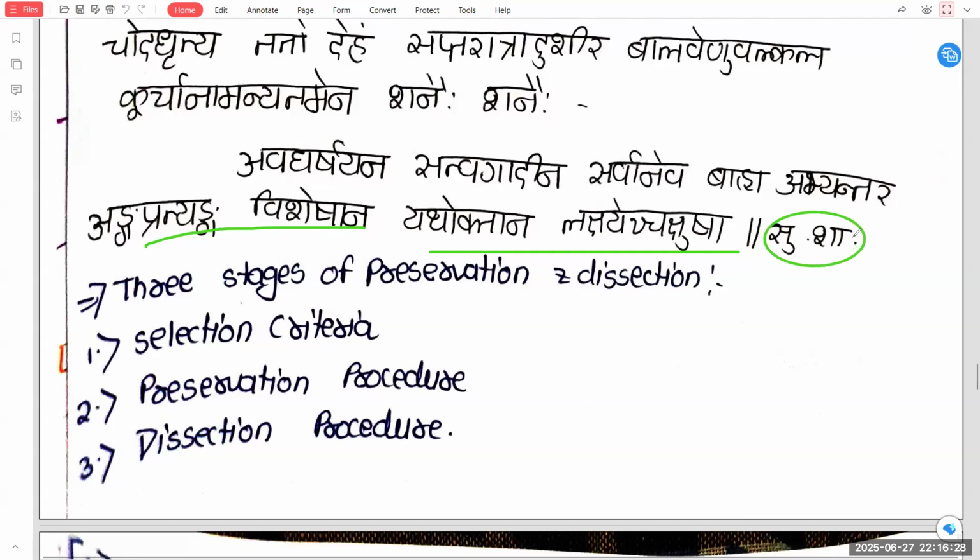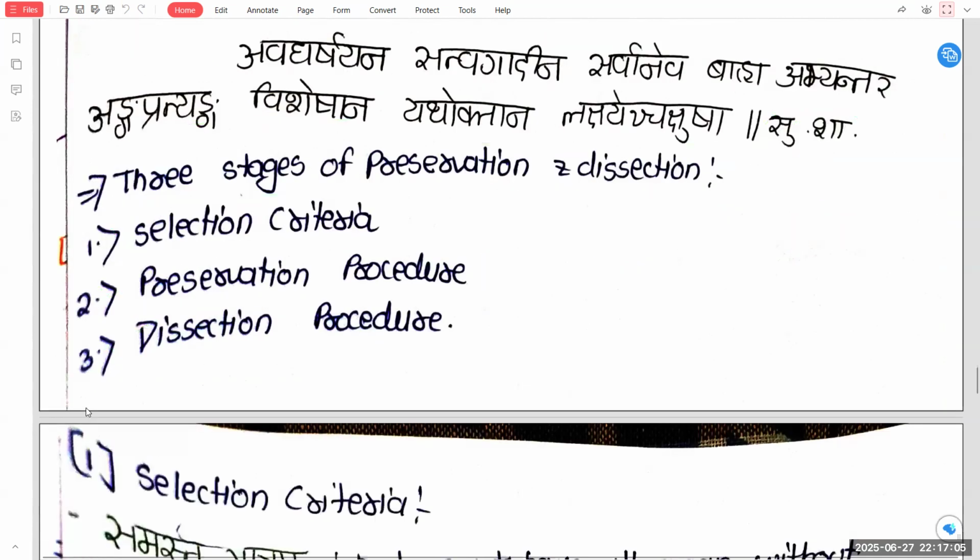Reference: Shushruta Sharirsthan. References are always important, okay? So keep this in mind. Never forget to mention the reference. So this is the shlok given by Acharya Shushruta in Sharirsthan for the dissection and the procedure of dissection along with the preservation method. The three stages of preservation and dissection are selection criteria, that is selection of the dead body or cadaver, preservation procedure, that is preservation of the cadaver, and the third is the dissection procedure. So this is the scientific way of learning any science.